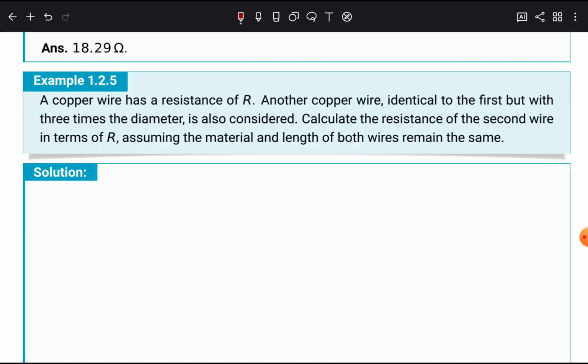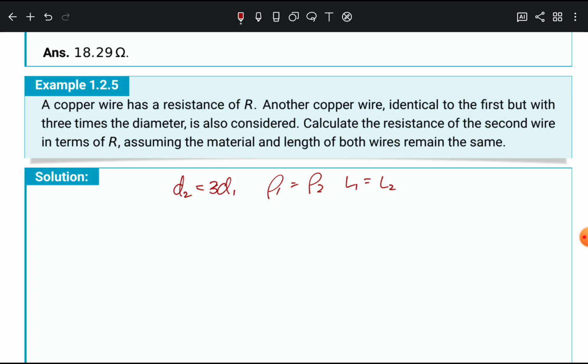So all others are identical except the diameter. The diameter D2 is equal to 3 times the original diameter. And ρ1 is equal to ρ2. Length L1 is equal to L2. But of course, because the diameter increases, the area will not be the same. Then the problem asks for the new resistance. So in this example, there's no volume indicated in the problem. So we'll be using L1 equals L2. It's the constant term. The length is the same.